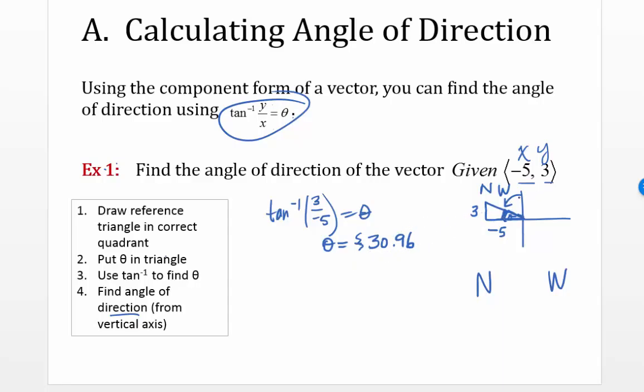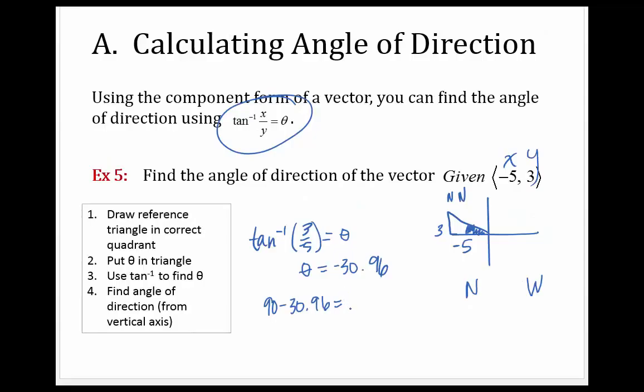So if I know that this little bottom triangle is 30.96, then the remaining part of the angle is what my directional angle really is. So what does that mean? It means you're going to take 90 minus 30.96, and that's going to tell you the directional angle. You just have to slap on there the north and the west. When I subtract, I get 59.04 degrees, and that represents the directional angle that goes from the y-axis down. That's really what I wanted, to be able to put north and west with it. So that's the direction of my angle.